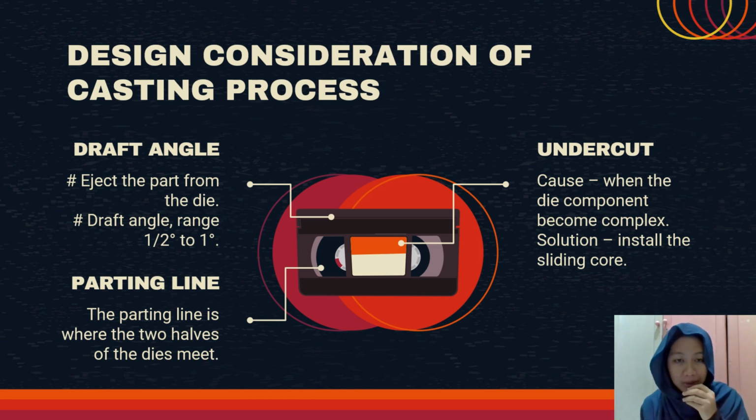So the parting line is where the two halves of the die meet. And lastly is undercut. Undercut happens as the die components become more complex and many features have been added to those components. So to solve this issue is to install the sliding core.